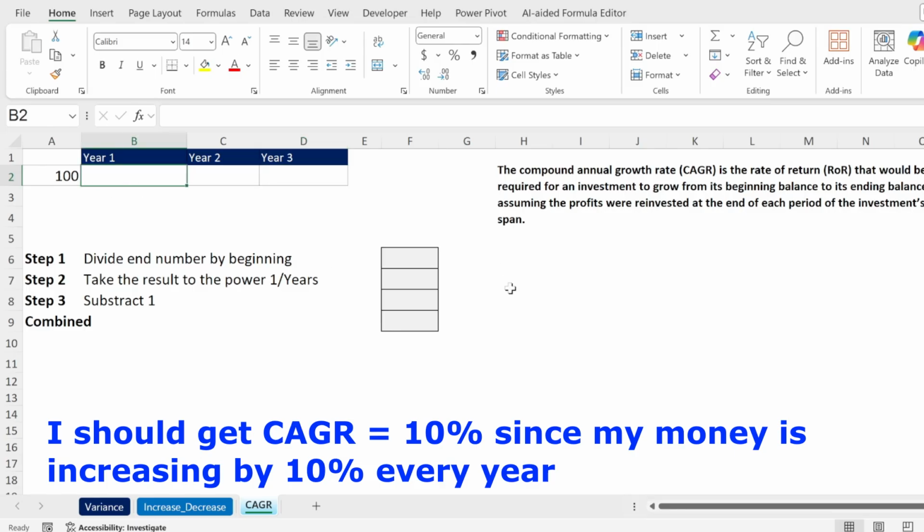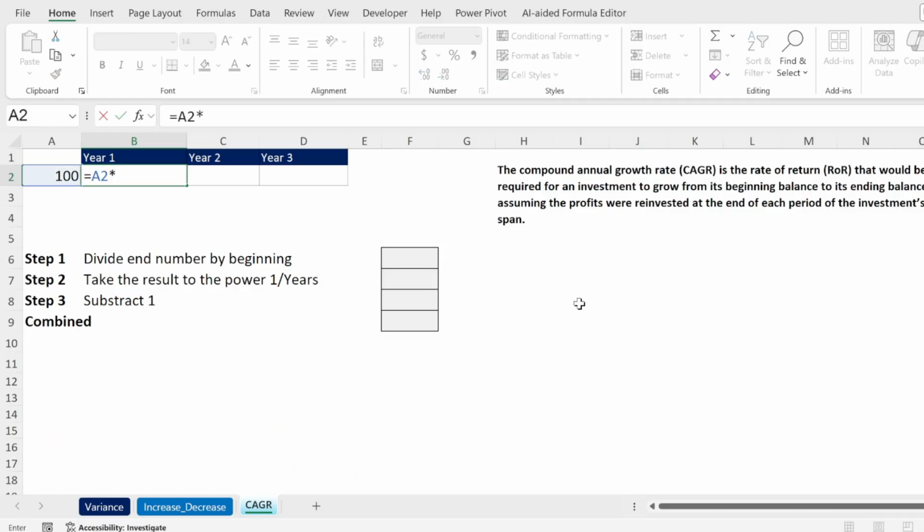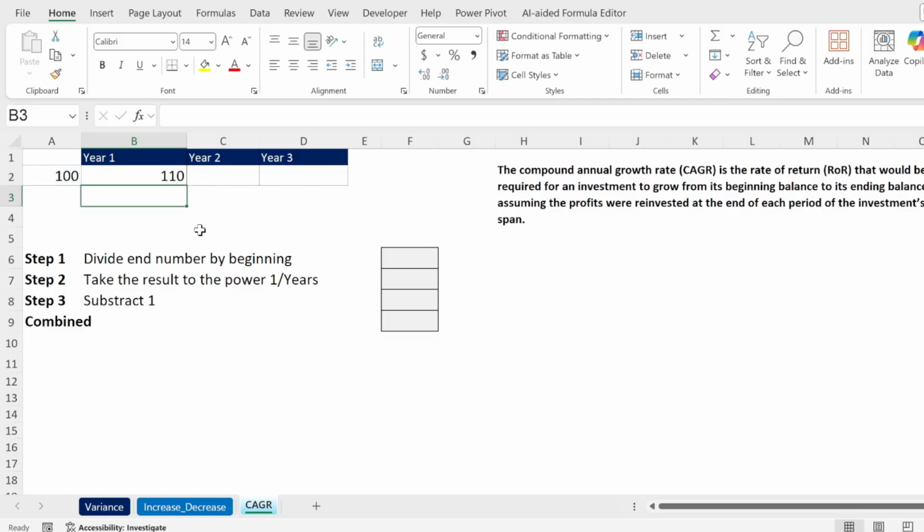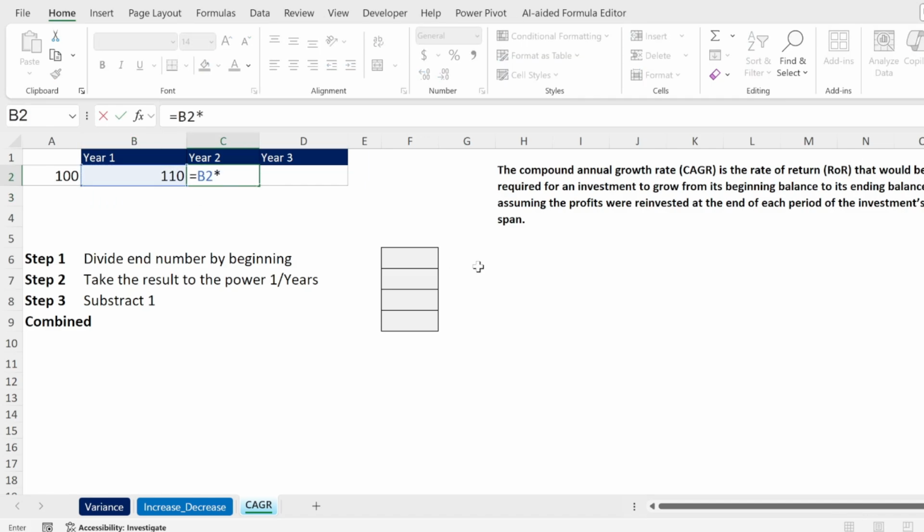So let's try. Let's assume that we have 10%. Here you'll have 100 times, we saw it in increase decrease, open parenthesis, 1 plus 10%. Close parenthesis, press enter, 110, super simple. Now what it assumes is the profits are reinvested. So here I made $10 more.